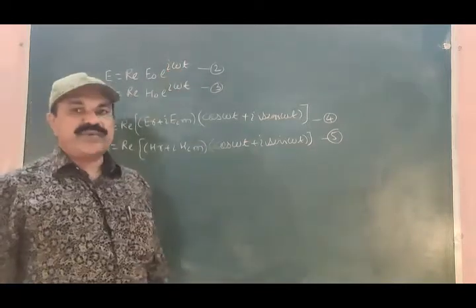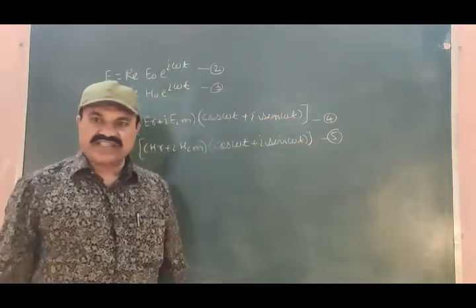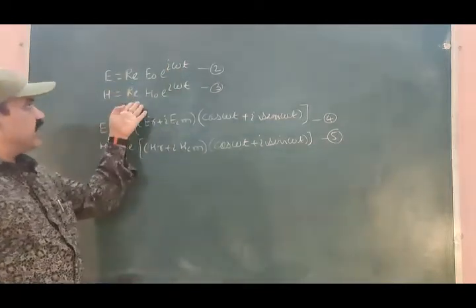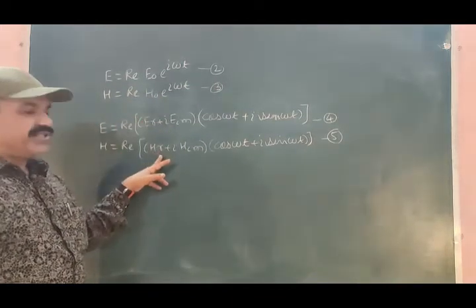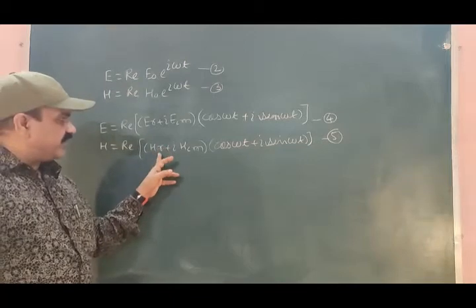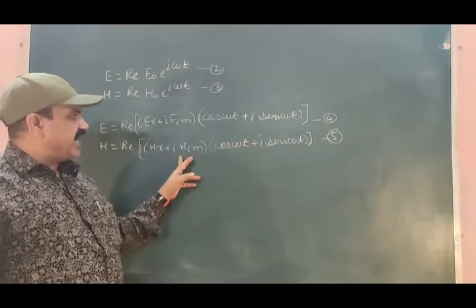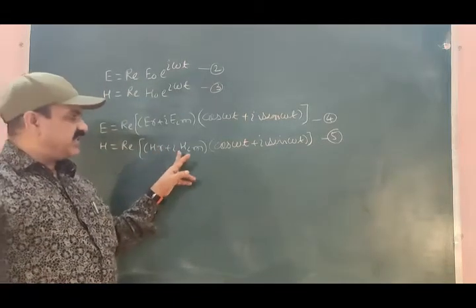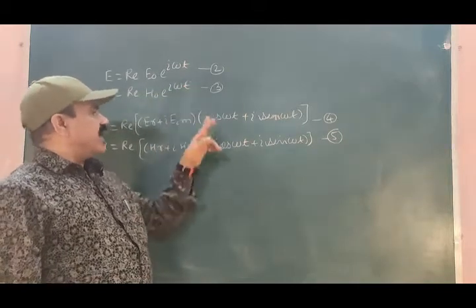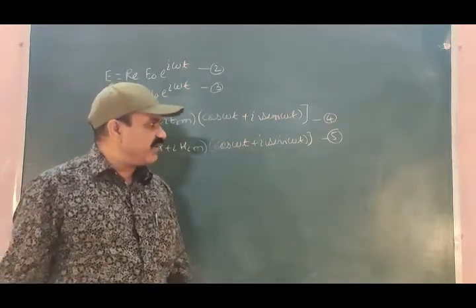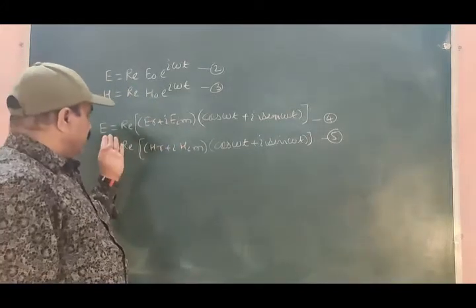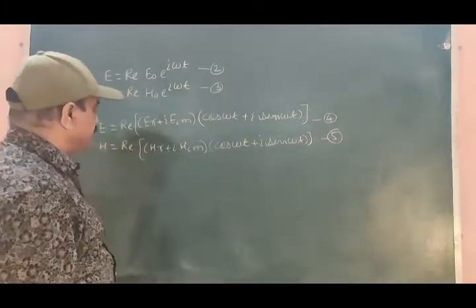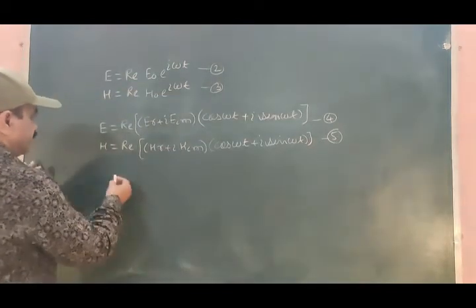E to the power I omega t is cos omega t plus I sin omega t. The real part of this H0 is complex, which can be written as HR plus I HIM, real part, imaginary part. E to the power I omega t is cos omega t plus I sin omega t. What is the real part of this? You have to go for it.